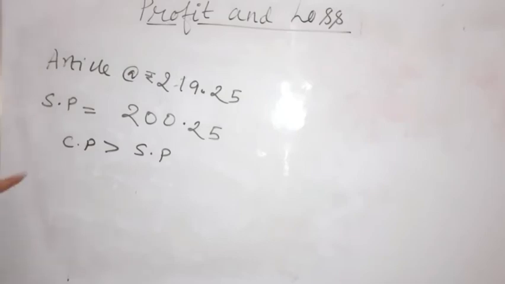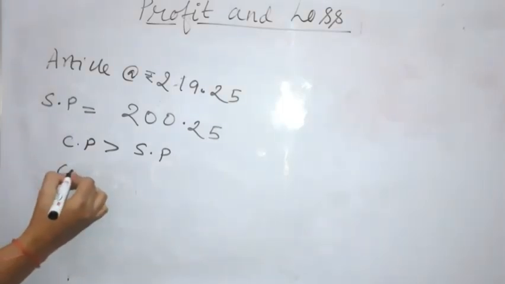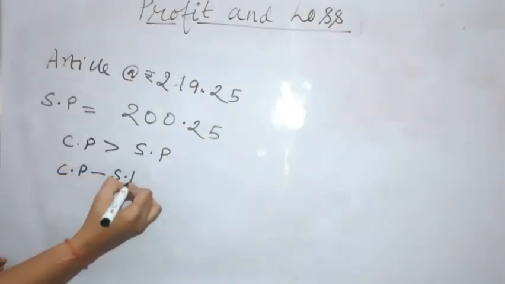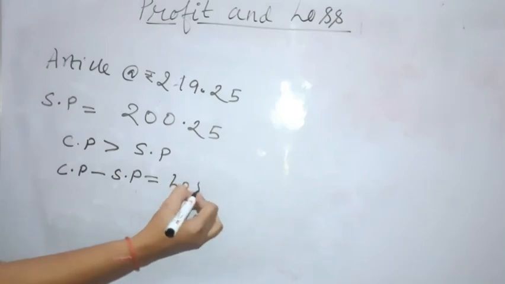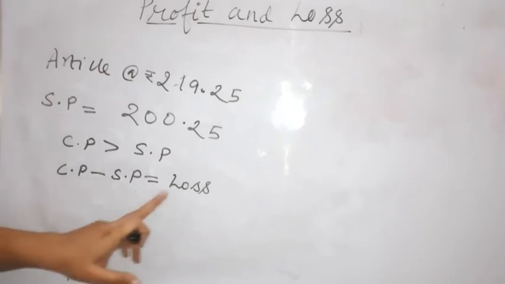Yes, since CP is greater than SP, cost price is greater than the selling price. So the formula for loss is equal to CP minus SP, because whenever you are doing subtraction, the bigger number is written on the upside. So loss is equal to CP minus SP.